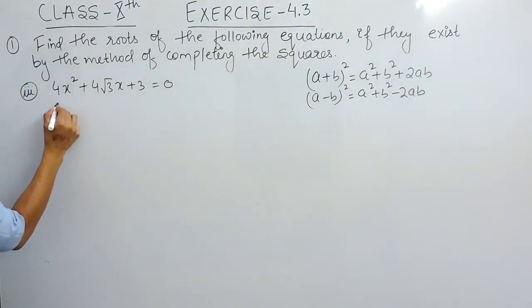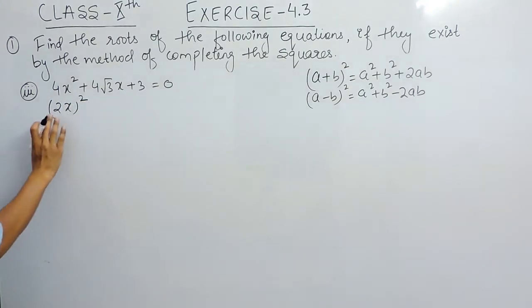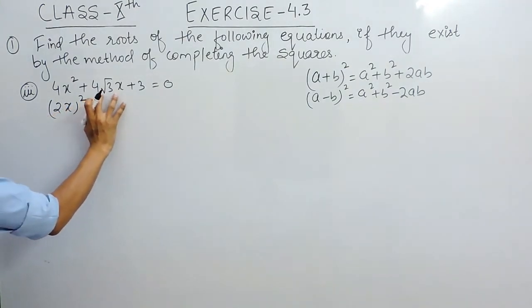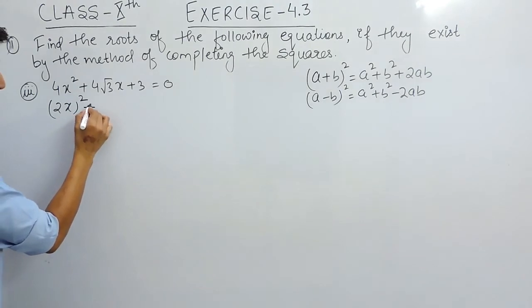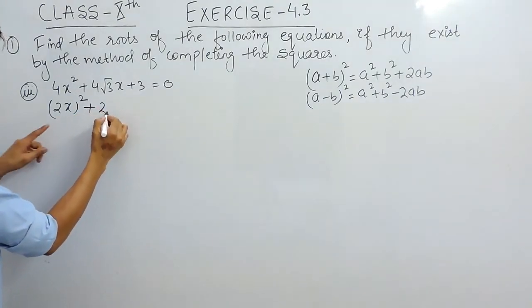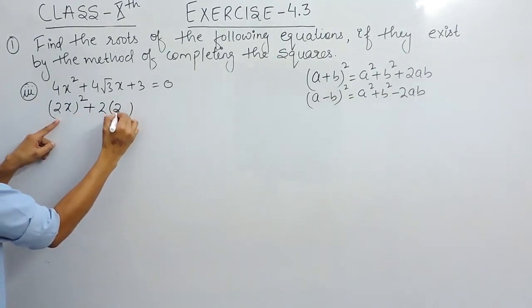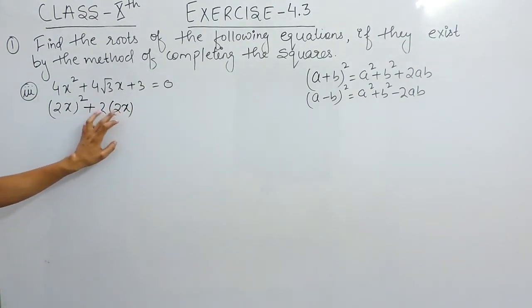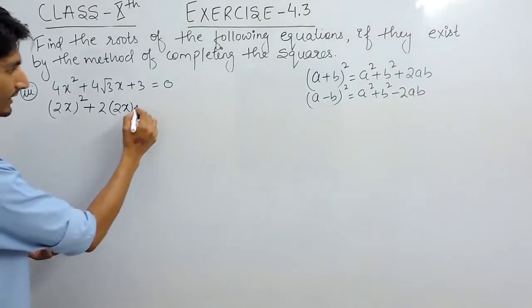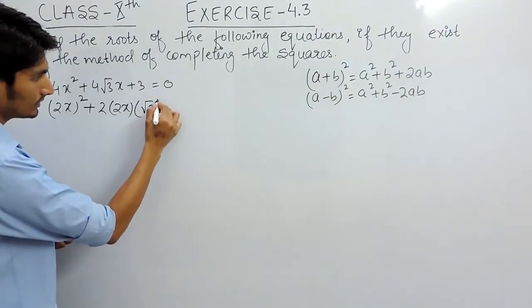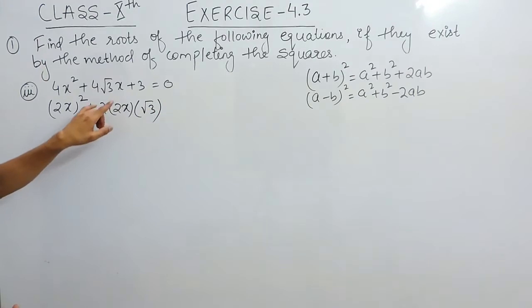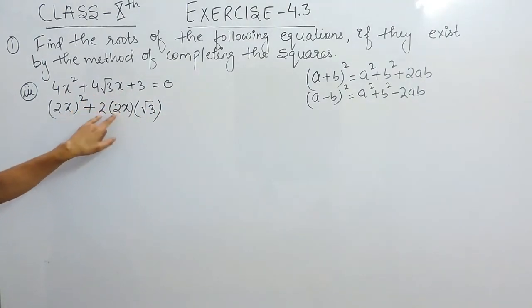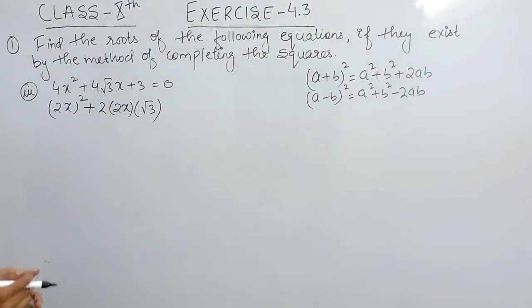So this can be written as (2x) whole square. So this is our a and this should be our 2ab. So our 2 into a is 2x. So clearly till now we have 2 into 2, 4x. So clearly our b must be root 3, so that our 2ab must become 4 root 3 x: 2 into 2, 4x and root 3.